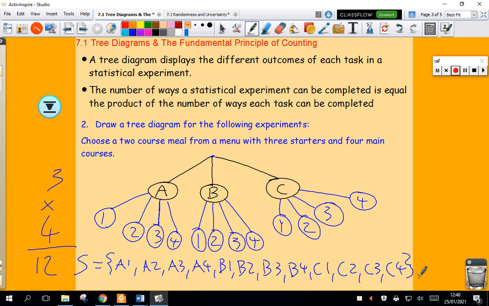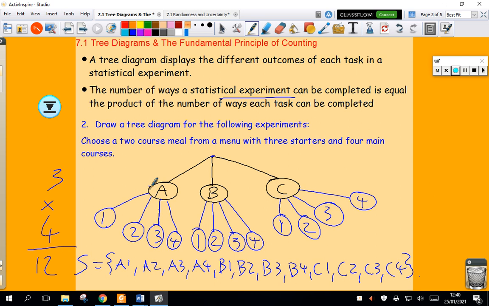So there are tree diagrams and the fundamental principle of counting. I've got to be able to draw tree diagrams. I've got to know the fundamental principle of counting, the number of ways to complete an experiment. To calculate it, we just take the number of ways to complete each task within the experiment and find the product of each of those numbers. So have a look at some of the work on tree diagrams and the fundamental principle of counting.